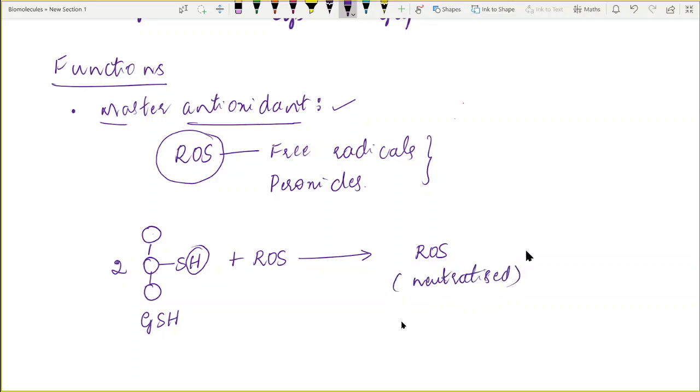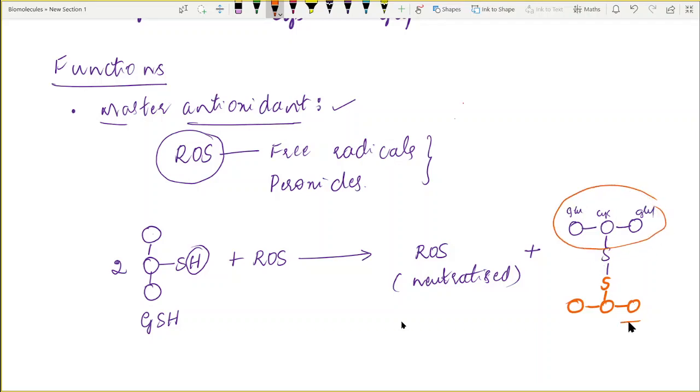As a consequence, the glutathione molecule undergoes oxidation, but the reactive oxygen species undergo reduction. So, due to this oxidation, the two glutathione molecules are going to form an oxidized form. Just imagine I am writing it in this manner. This is glutamate, this is cysteine, and this is glycine. See here, this is one glutathione molecule, and this is the other in this direction: glutamate, cysteine and glycine.